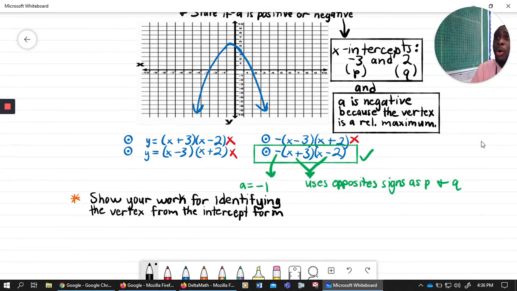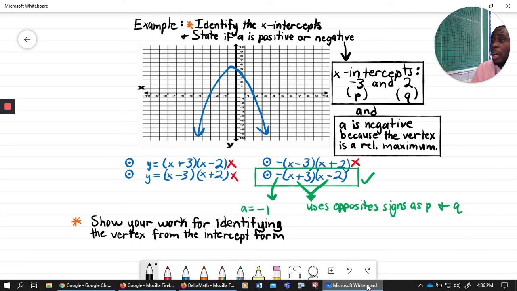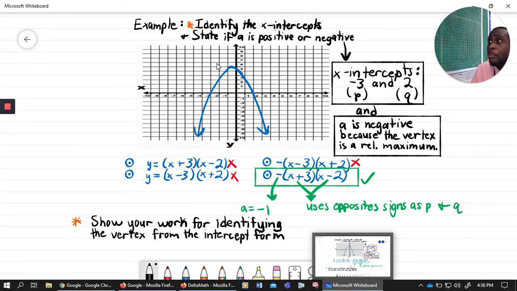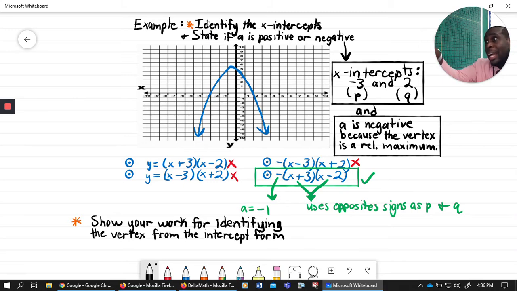So again, guys, as part of your work for each Delta Math assignment, I've got a little orange asterisk here so you can't be confused about it. I want you to identify the x-intercepts and state if it's got a positive A value or negative A value, and that's going to help you identify the correct answer on Delta Math. From there, you're still not done with showing the work for me. I need you to show your work for identifying the vertex, which I'm about to show you how to do.